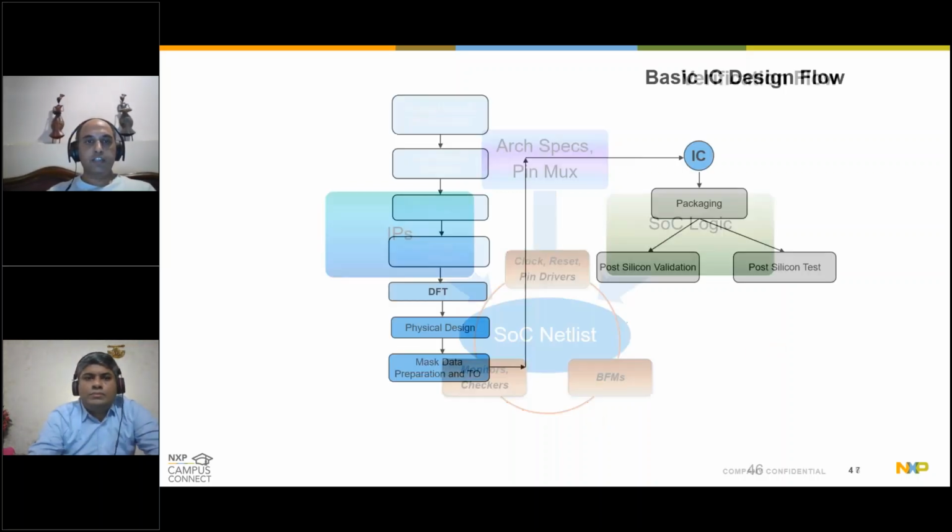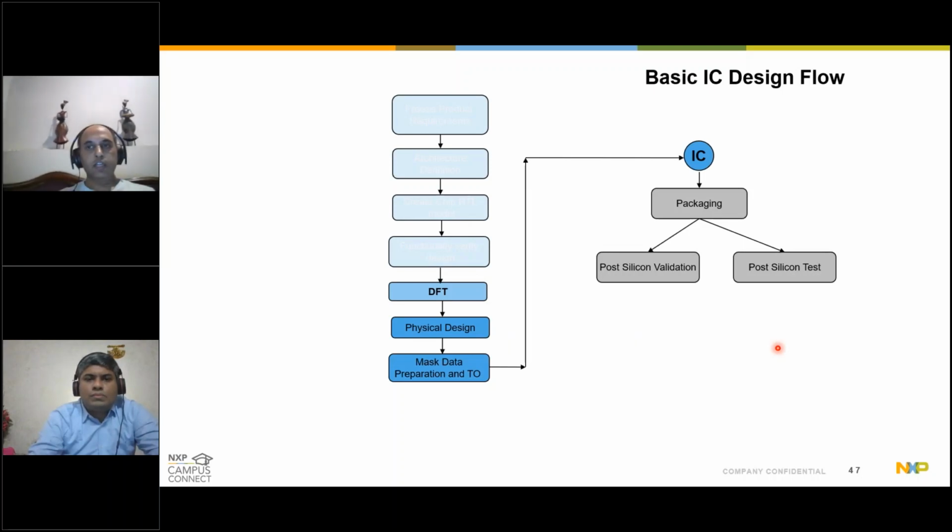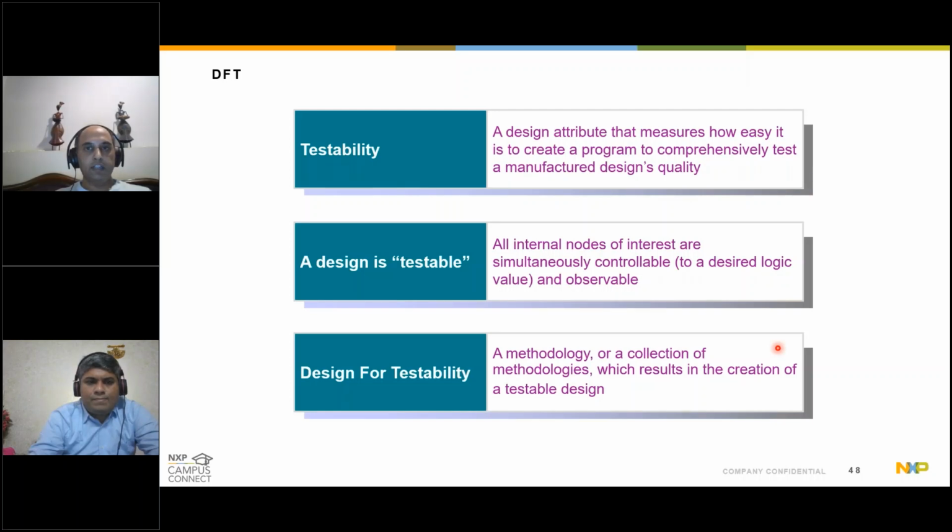Having verified the SOC, the next thing is DFT. I may be going a little fast in the interest of time, so that we can cover the whole content here. DFT is design for testability. So what is testability? A design attribute that measures how easy it is to create a program to comprehensively test a manufactured design's quality. You can imagine, again, 100 million transistors, and each transistor having multiple nodes. Each of these nodes, during manufacturing, can get stuck at, simplistically, 0 or 1, right?